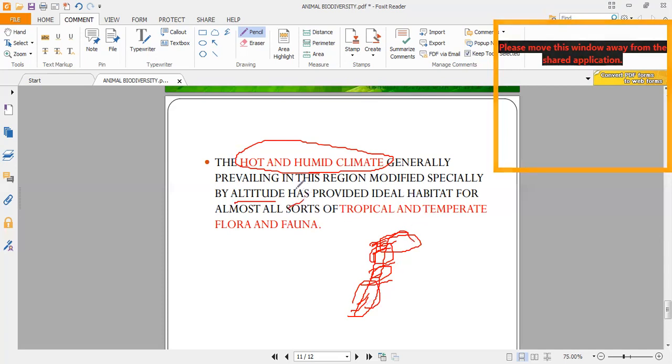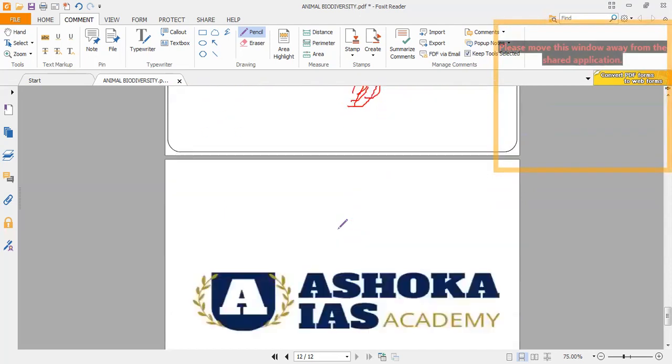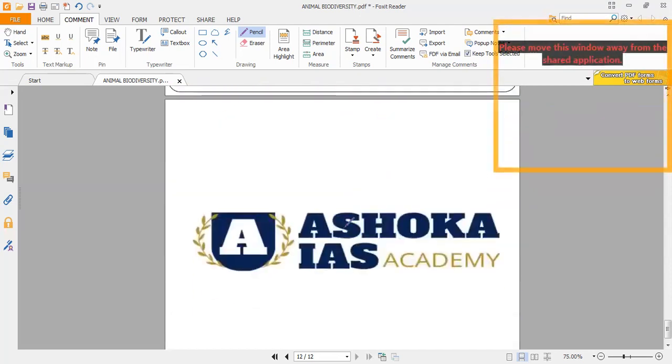So altitude and hot and humid climate provide an ideal habitat for almost all sorts of tropical and temperate flora and fauna. Flora means plants, fauna means animals. So a variety of tropical plants and animals we can find in the state of Assam. With this short video, I have tried to cover some portions of the animal biodiversity.